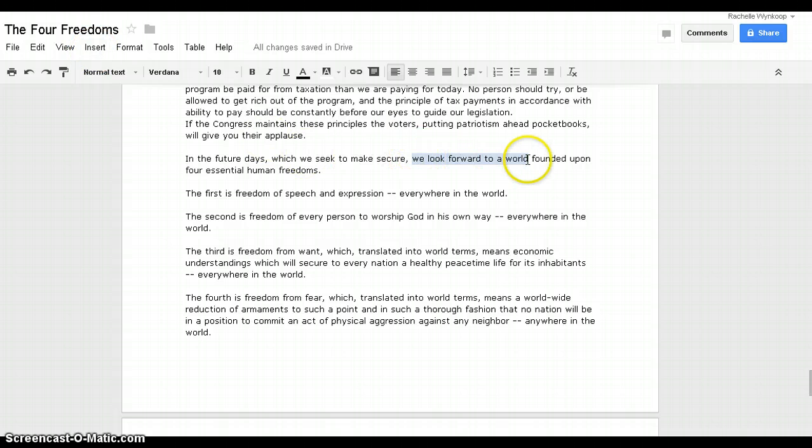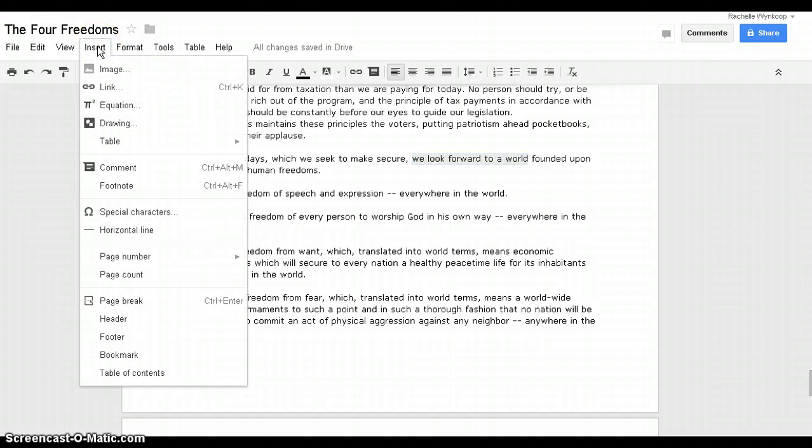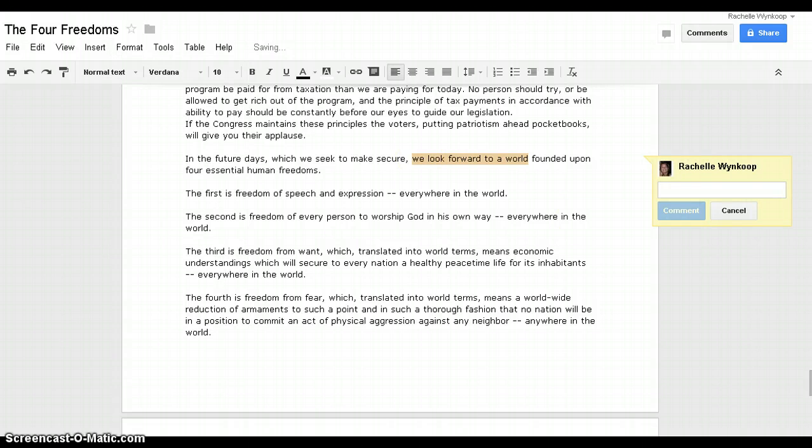I copy or highlight the text, go over to the Insert button on the left-hand side, scroll down till I see Comment, and on the right-hand side, a text box pops up. And here is where I'm going to record my question. So my question is, why is the U.S. responsible for world freedom? That seems to be what he's implying. So I can return to that question later, but that's just what I noticed right away. After I record my question, I can continue reading.